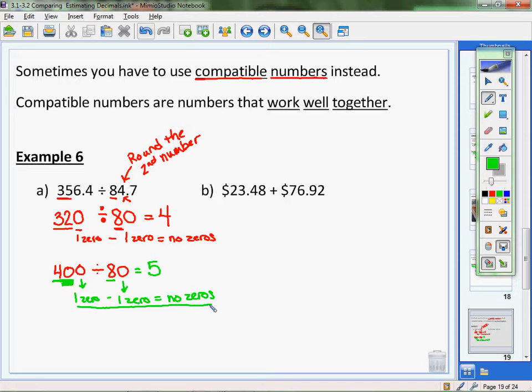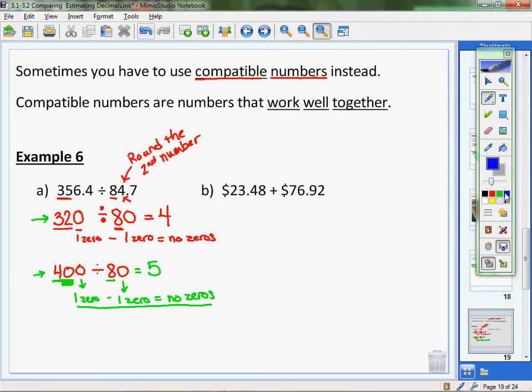Either way, whether we round to 320 or we round to 400, we get an answer that will be close to the real one, either 4 or 5. Both of those are very close. Both of those are good estimates. All right, on to part B.